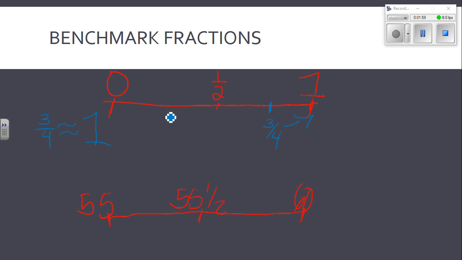But what about 1/8? Where is 1/8 at? Well, 1/8 we know is over here somewhere. So it's obviously much closer to 0. All right.